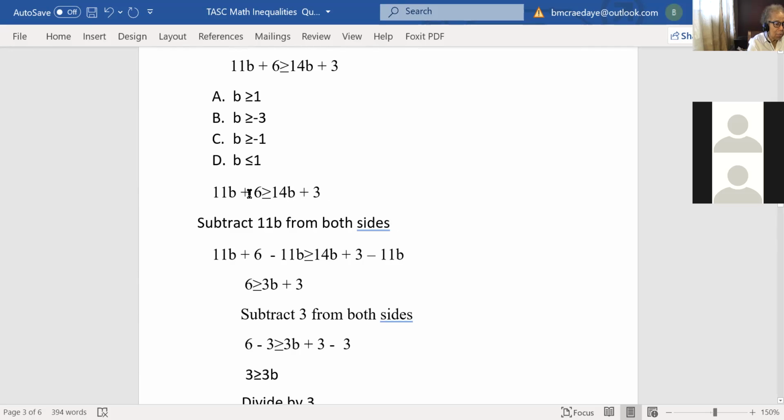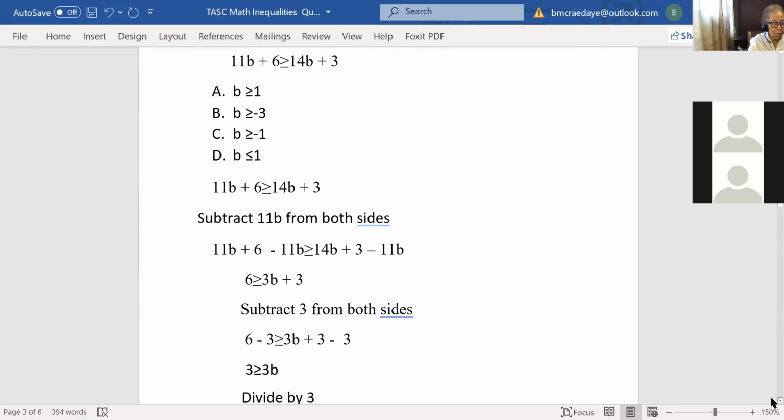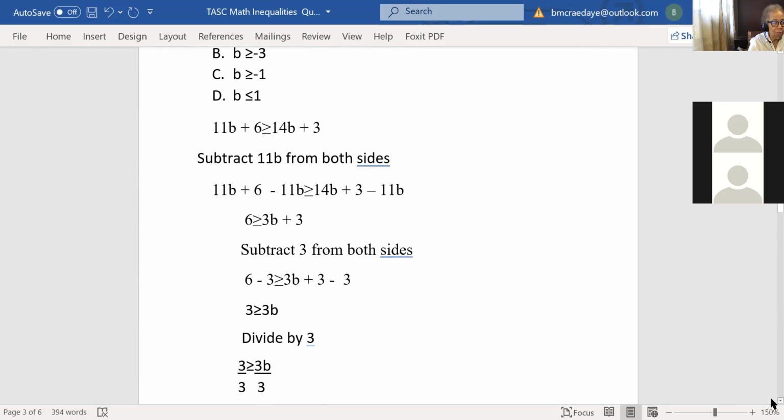Like the 6 and the 3, and we subtracted 3 from both sides. You could have subtracted 6 from both sides. Okay, they both work, and you can try it. Try it where instead of the 11b you subtract the 14b, and instead of the 3 you subtract the 6, and see if you come up with the same results. That's just something you can try yourself. Any questions on this problem?